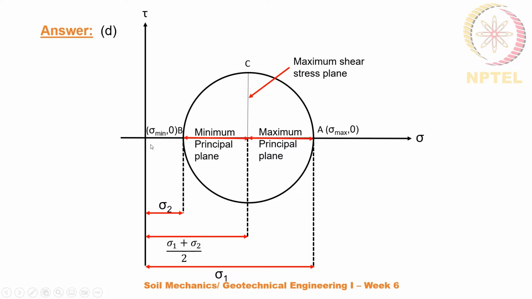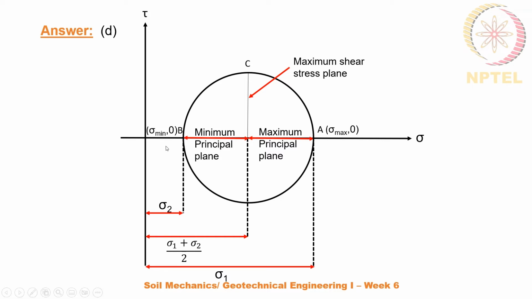I'll explain once again. The actual value that we need is the normal stress in this particular plane. That means the distance from origin to the center of the circle. Distance from origin to point A is the maximum normal stress, and origin to B is minimum normal stress. So the diameter is sigma max minus sigma min, or sigma 1 minus sigma 2, as in this case we have represented sigma max by sigma 1 and sigma min by sigma 2.